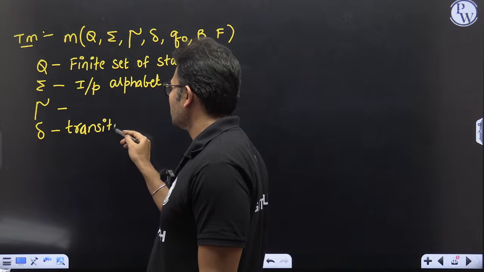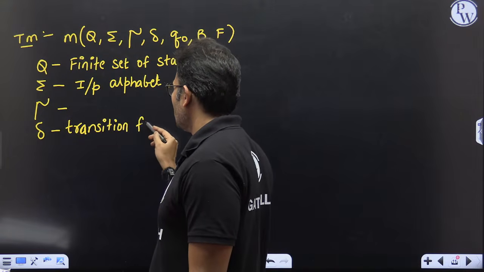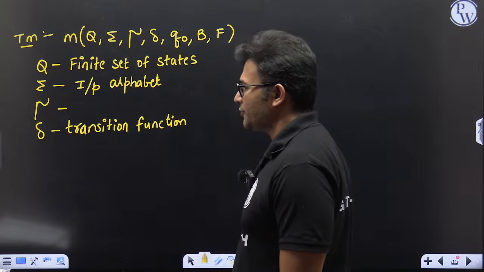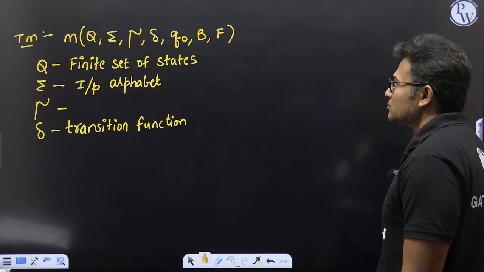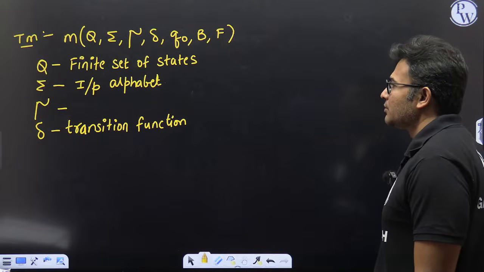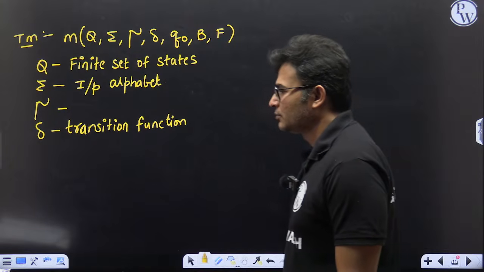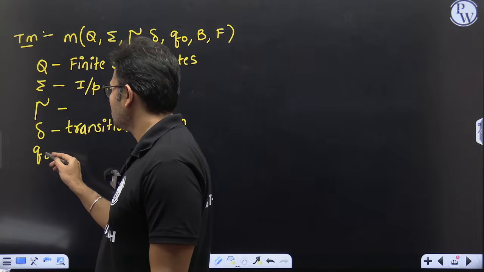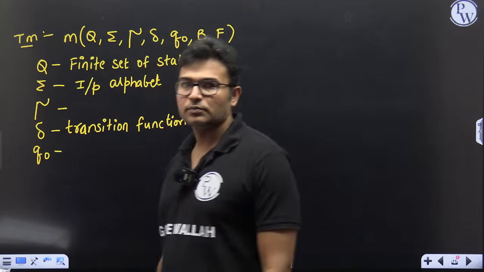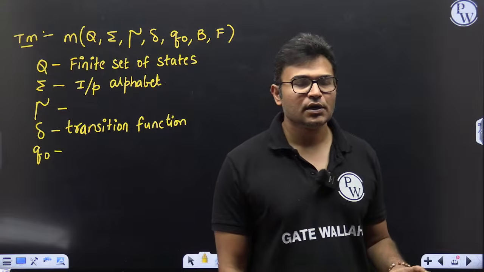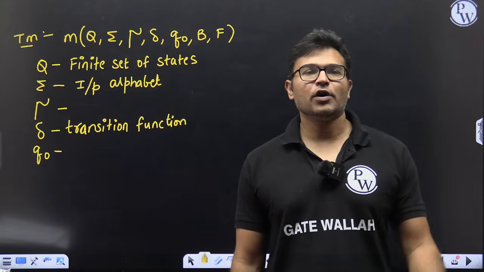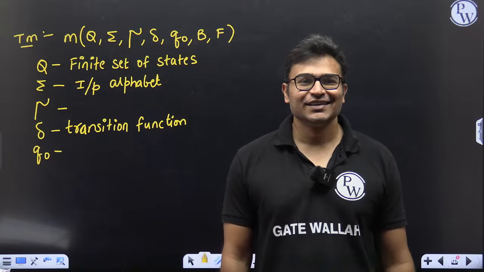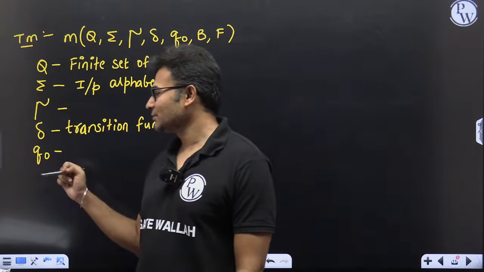Delta is the transition function, right? And then Q0. What is Q0? This also we have seen in all the machines so far. So you know almost everything, right? I don't have to teach. What is Q0?